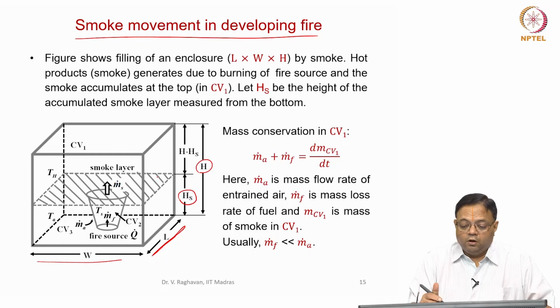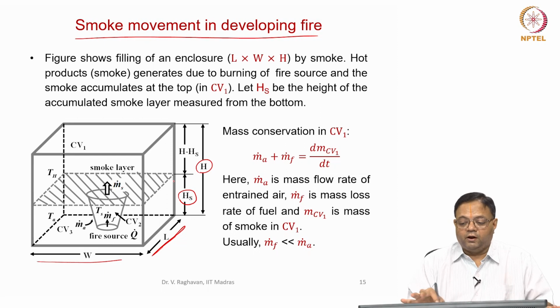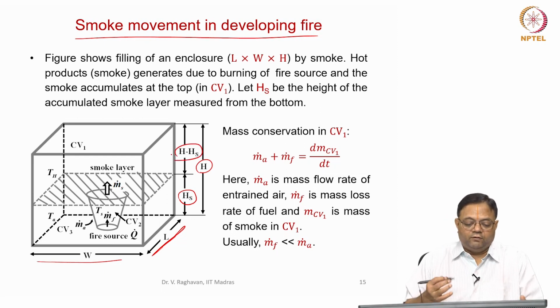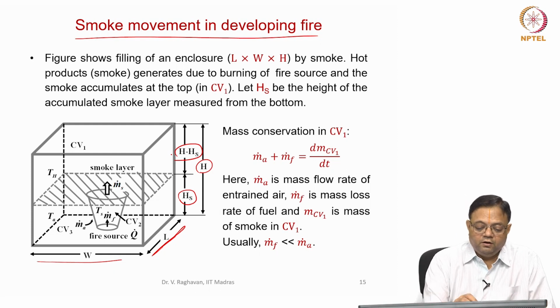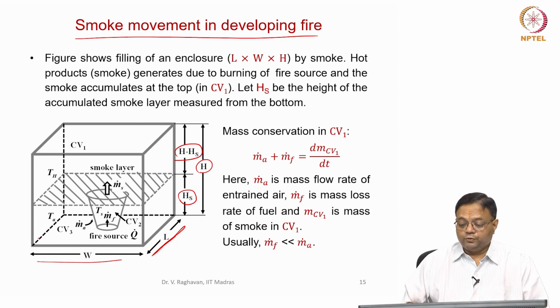So, the total height of the compartment is H. The height above the bottom layer of the smoke layer will be H minus Hs. So these are the nomenclature. We have control volumes we can define: a control volume in the smoke layer, a control volume within the plume or the fire, and a control volume away from that, adjacent to that.